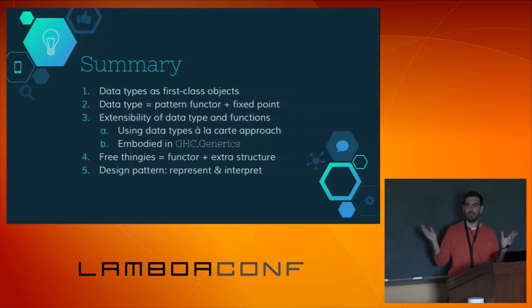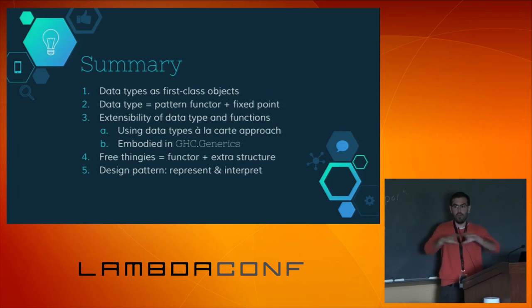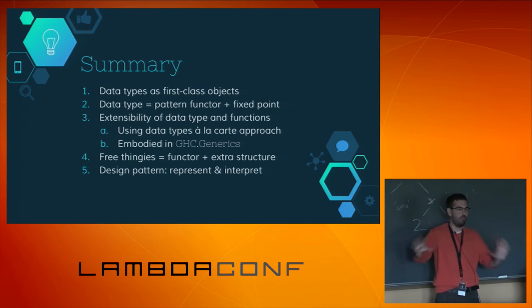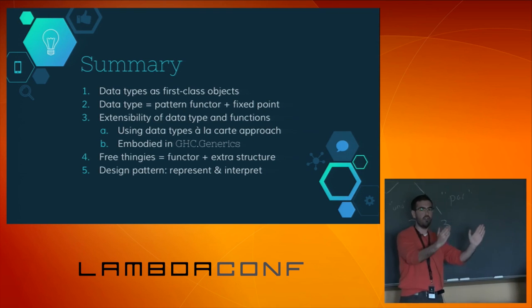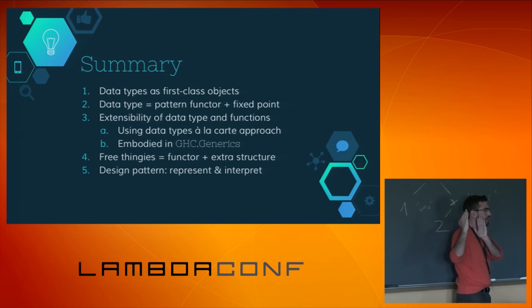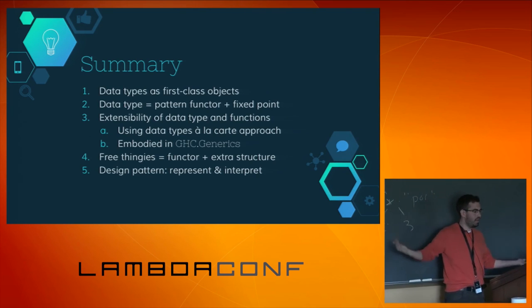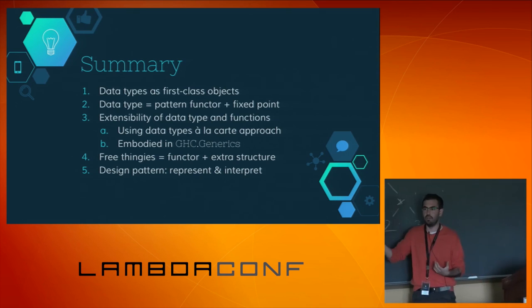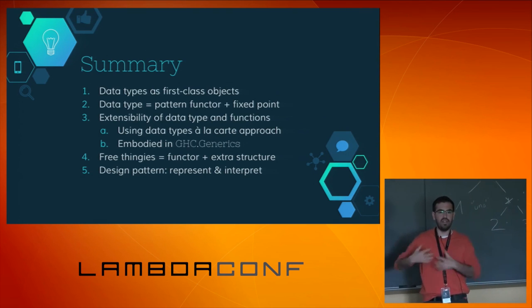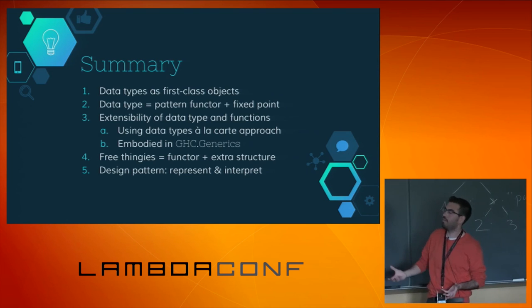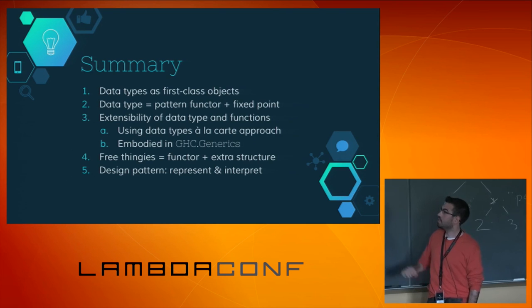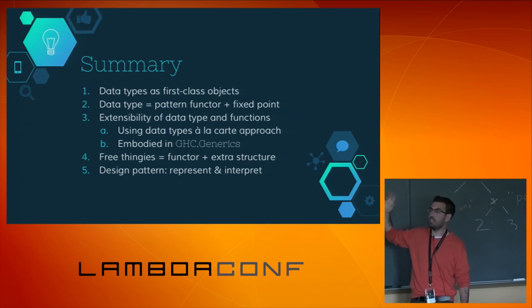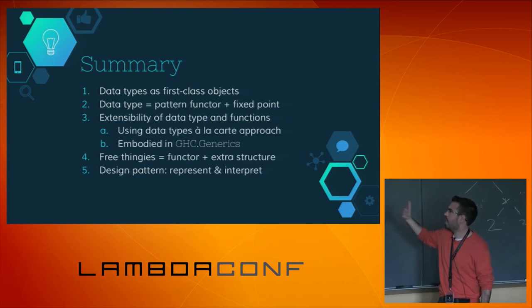So in summary, what we see is that we can make our data types first class objects. So there is no more discrimination in our language. Everything is super first class. And we do this by looking at a data type as a pattern functor plus a fixed point. And then this gives us extensibility of both data types and functions using this approach called data types a la carte, which is just having this type class and then having instances for all of this. And this is embodied by the GHC compiler, and you can derive these things. We have also seen some free monads which just use this constructor by adding some extra structure.